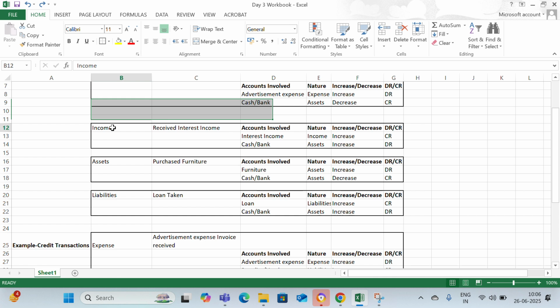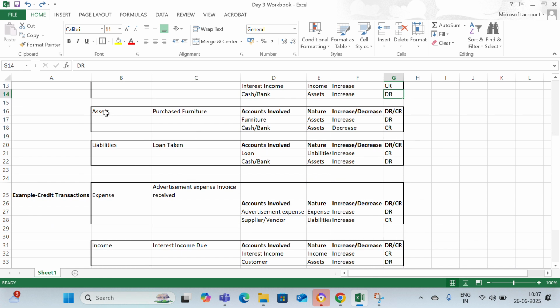Similarly, if we look from the income side, I have taken the example of receiving income. The two accounts involved are interest income received and cash and bank. Interest income received is an income, cash and bank is my asset. Income has increased, cash and bank has also increased due to interest being received. So when income increases, it is credited as per the rule. When an asset increases, it is debited as per the rule.